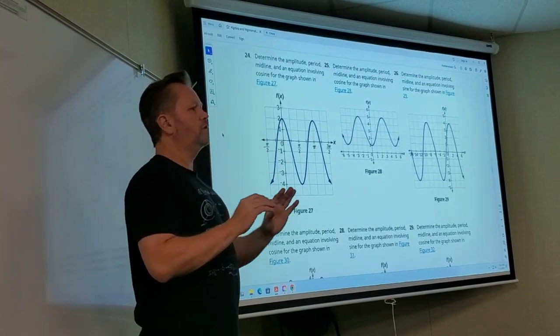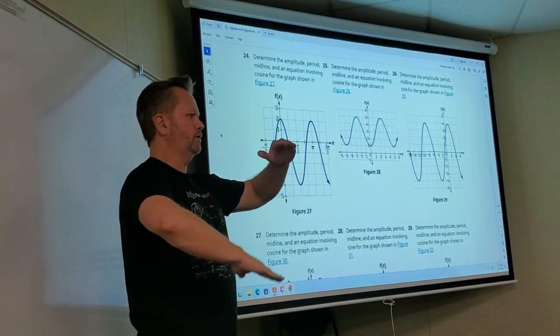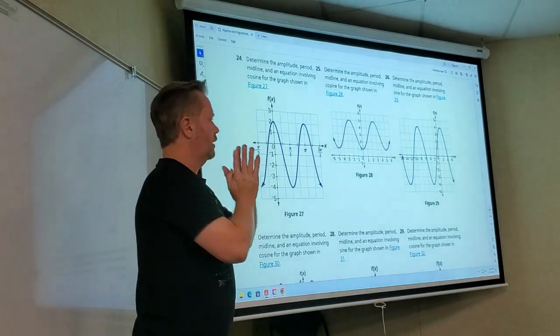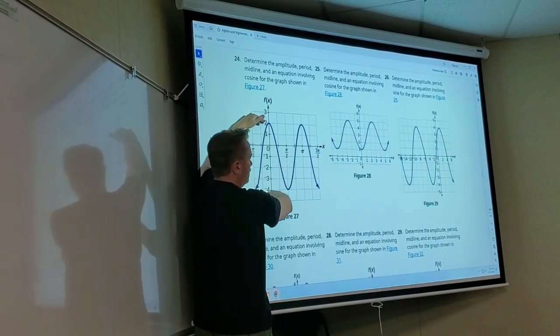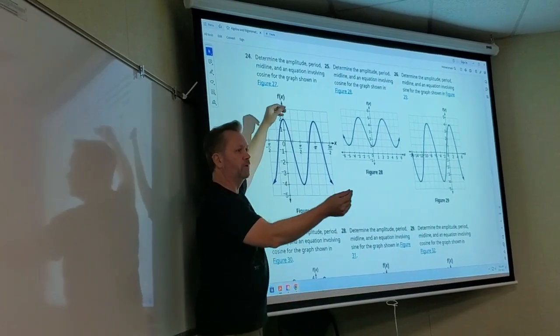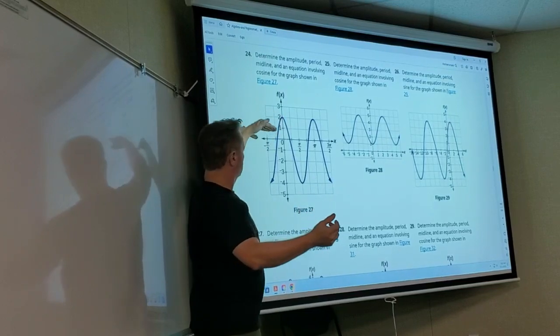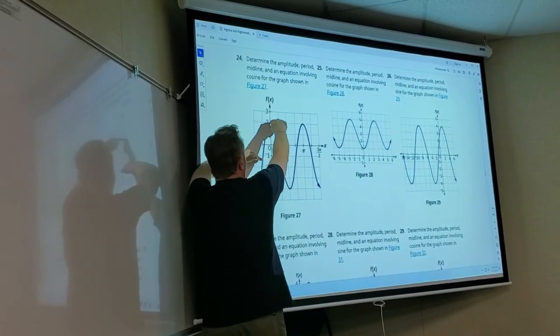How can you very quickly tell it's not 0? Does it get equidistant from 0 in both directions? You don't have to guess. How high does it get? 2. How low does it get? -4. How do you average those two? 2 plus -4 is -2, divided by 2, -1. How do you check how far away the maximum is from -1?